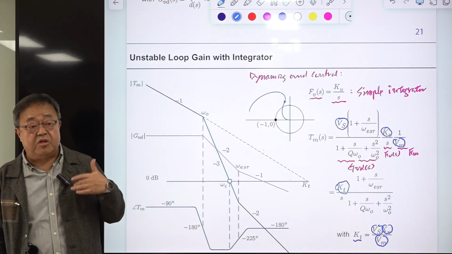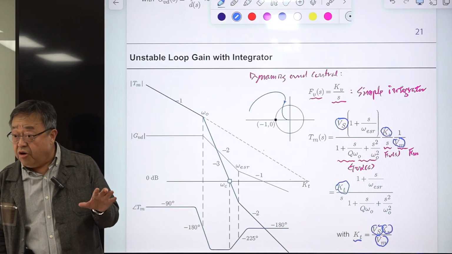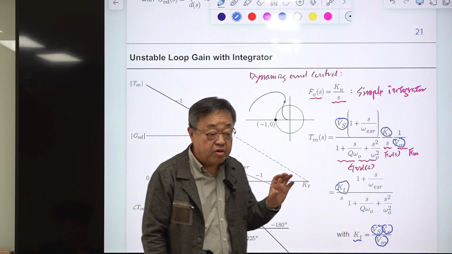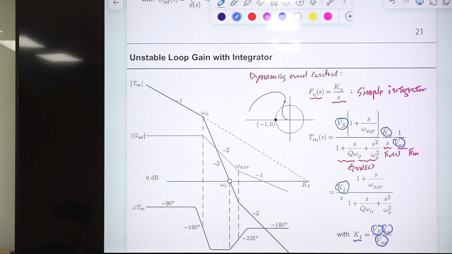Integrator is absolutely needed for DC regulation. Without integration, it is impossible to regulate the output. Okay? So this integrator structure is the most basic thing. We are using this here. We assume this FVS is KV divided by S, the integrator structure. Okay? This is the minimum requirement.